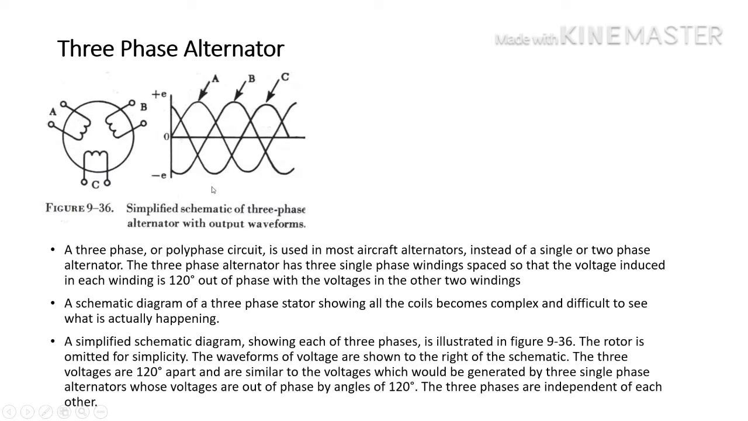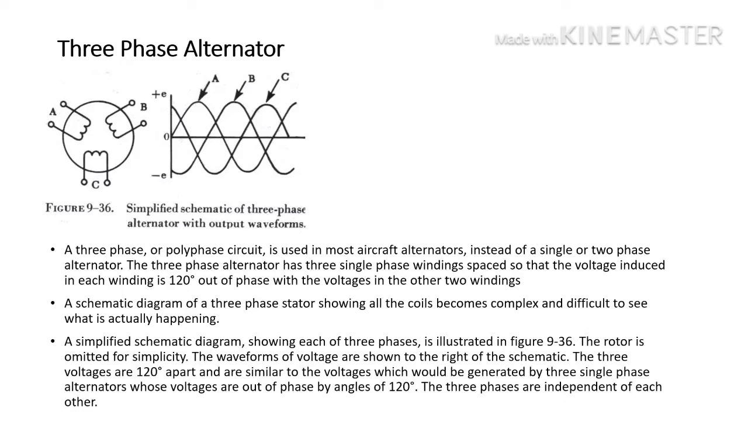A schematic diagram of a three-phase alternator showing all the coils becomes complex and difficult to see what is actually happening. A simplified schematic diagram showing each of the three phases is illustrated in Figure 9-36. The rotor is omitted for simplicity. The waveforms of voltage are shown to the right of the schematic.